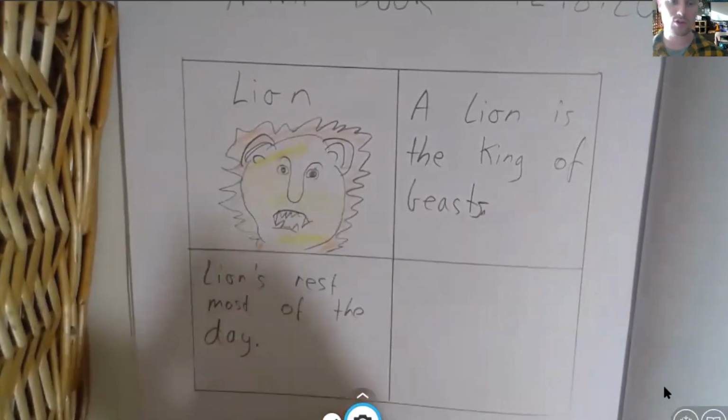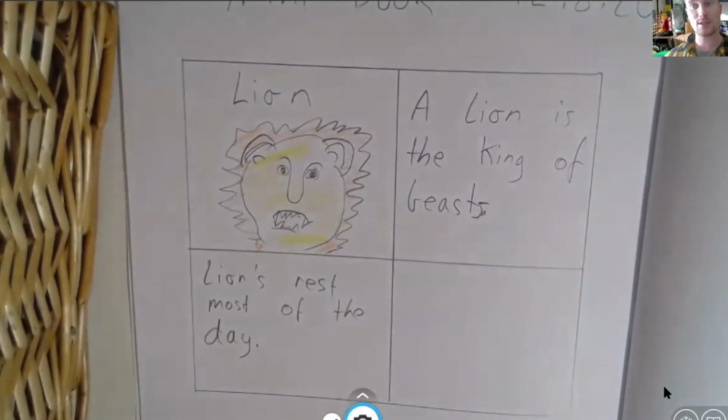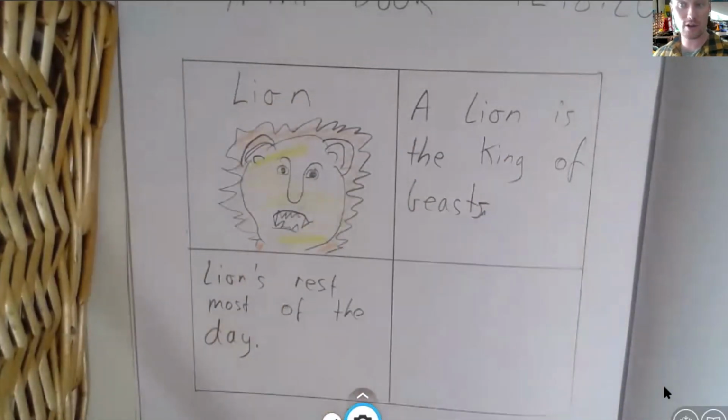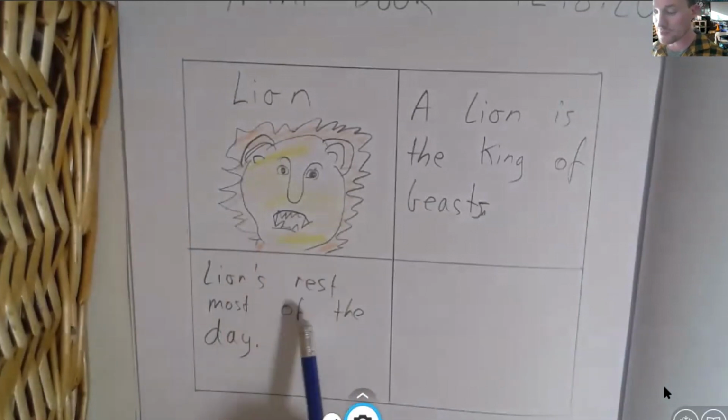Now, maybe you want to do your book on not an animal at all. Maybe you want to do it on space or planets. You could draw a picture of Earth and you could write Earth and tell me different things about Earth if you wanted to. Lions rest most of the day.